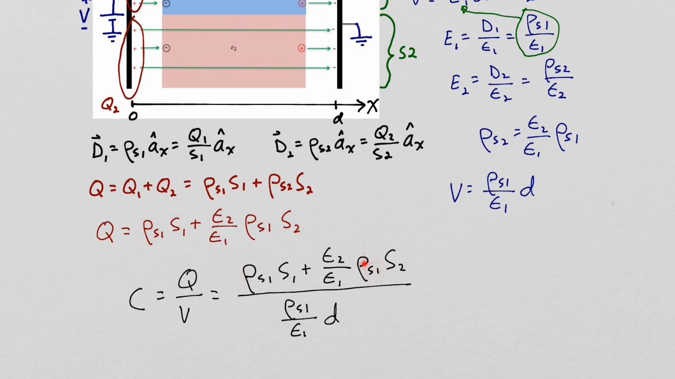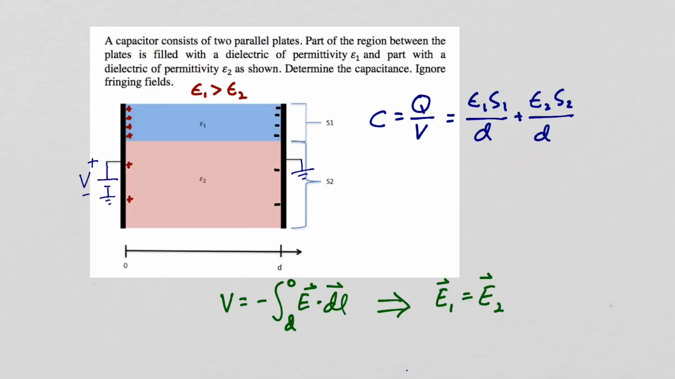We can divide the numerator and denominator by rho sub S1. Multiplying numerator and denominator by epsilon sub 1, we get epsilon sub 1 S1 over D plus epsilon sub 2 S2 over D for the capacitance of our structure. So here is our result. Let me call the first term C1 and the second term here C2.